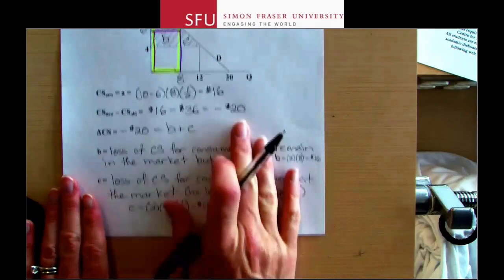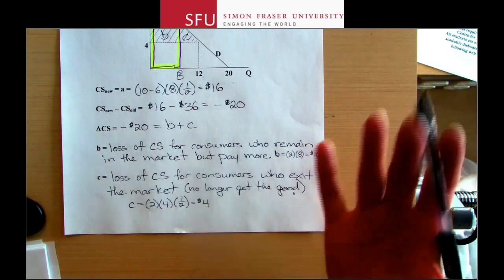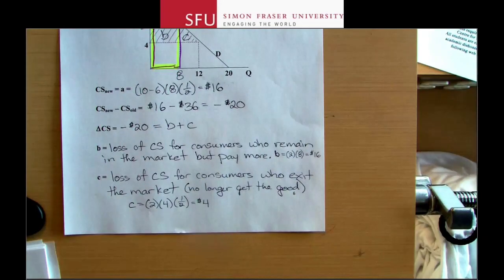And then all we did is we divided it up because when the price goes up, we're worse off for two reasons. We're worse off because we pay more and we get less of the good. All right.